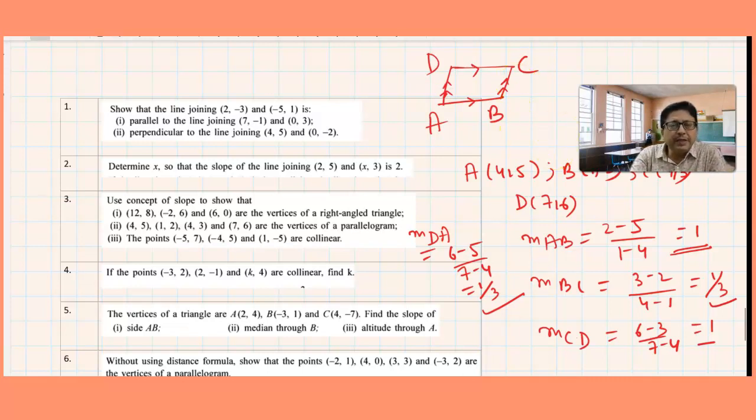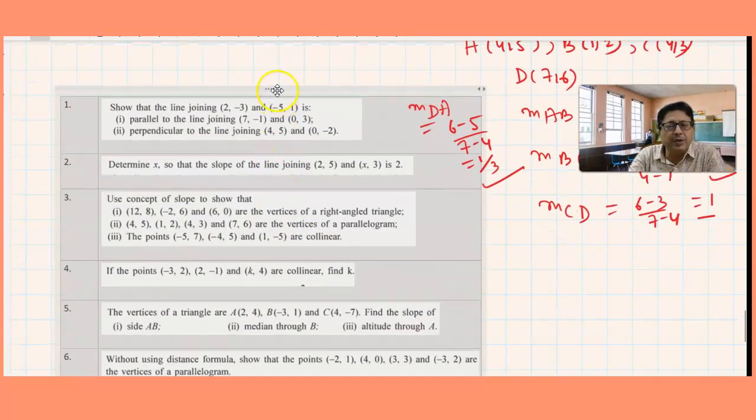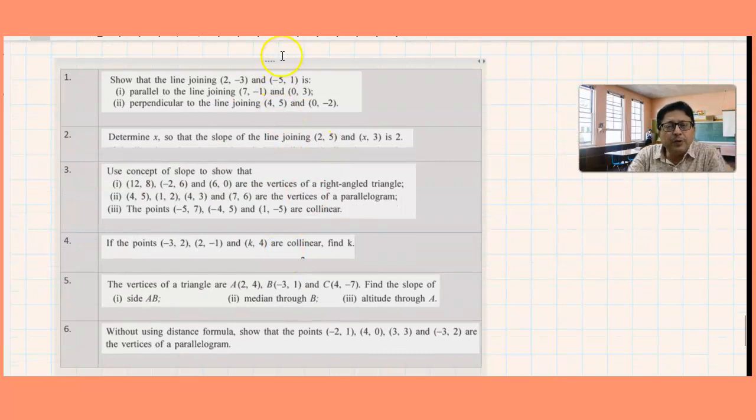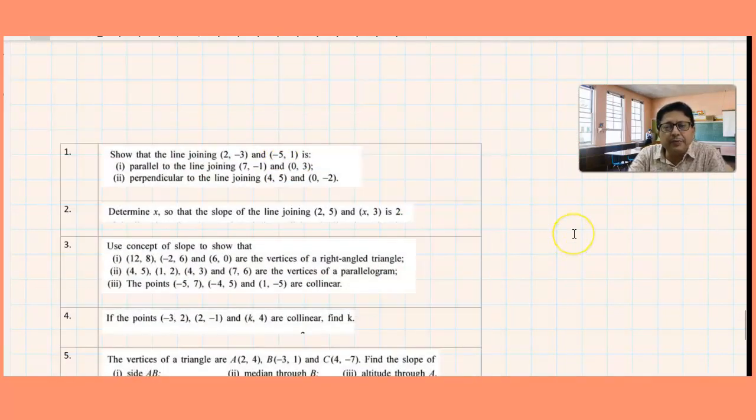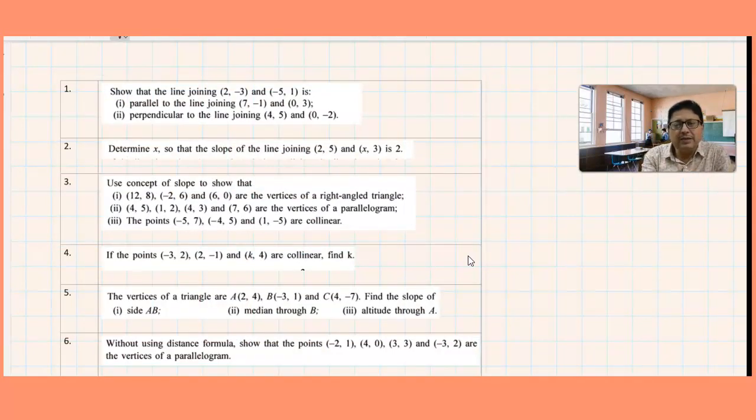Now how to prove given points are collinear or not? If collinearity you are going to prove, this concept of slope is very ideal over there. To prove that points are collinear, you take 3 points. A is (minus 5, 7). B is (minus 4, 5). And the point C is (1, minus 5).